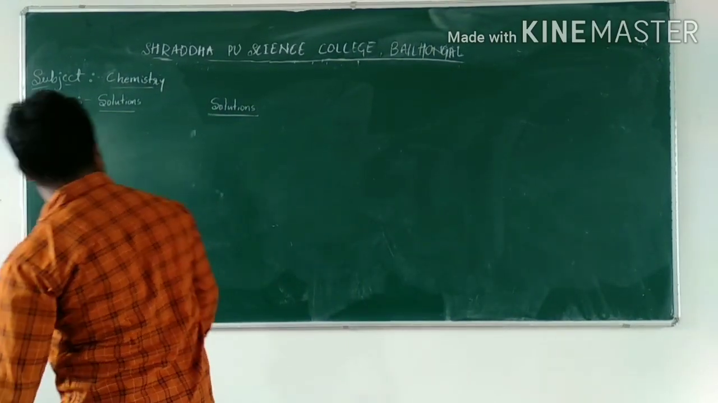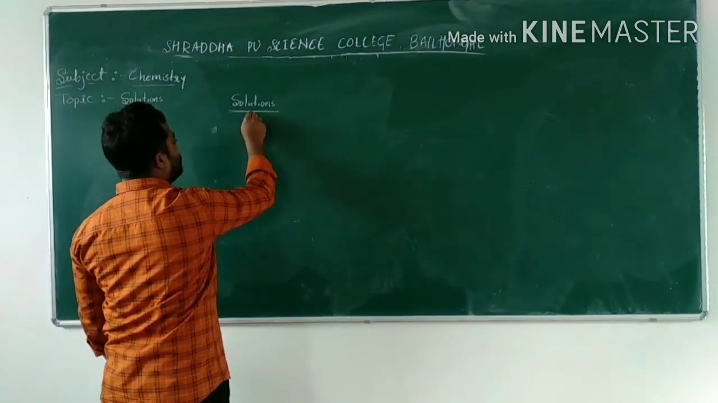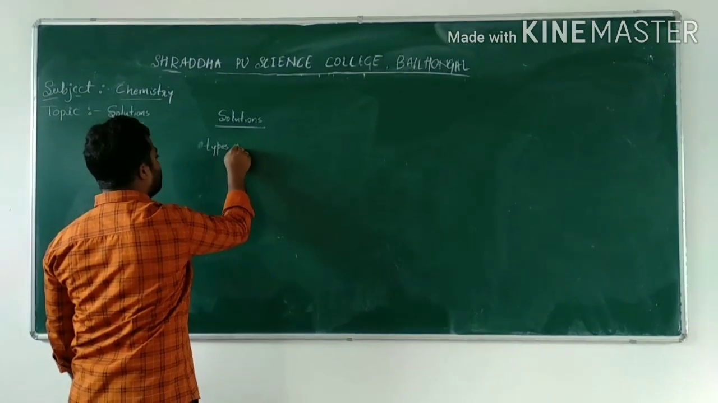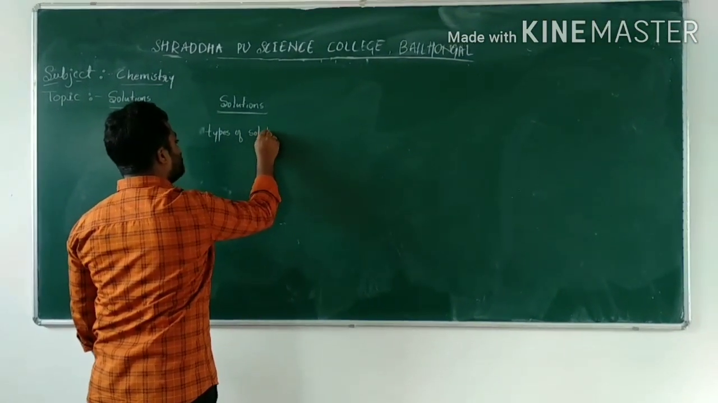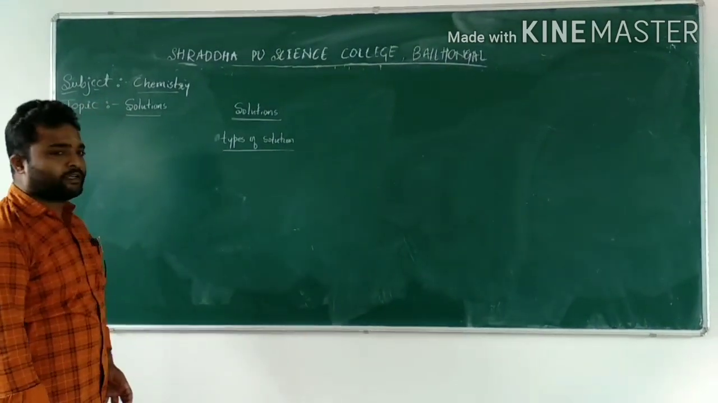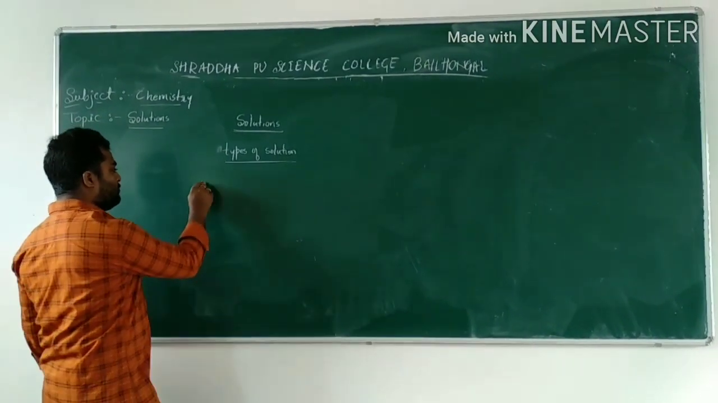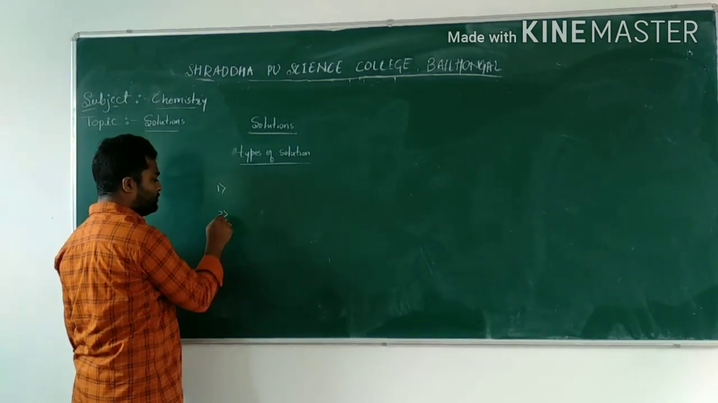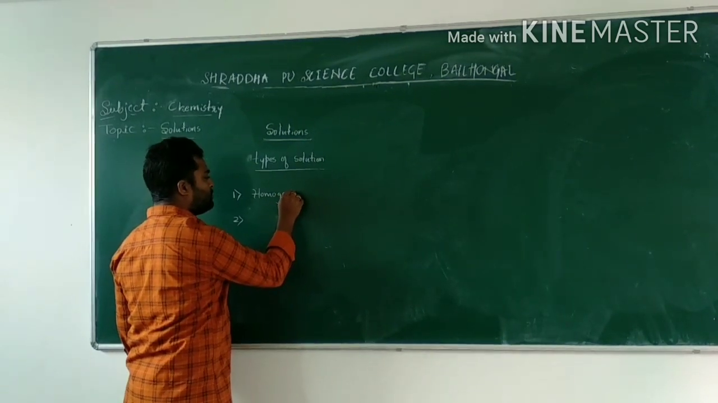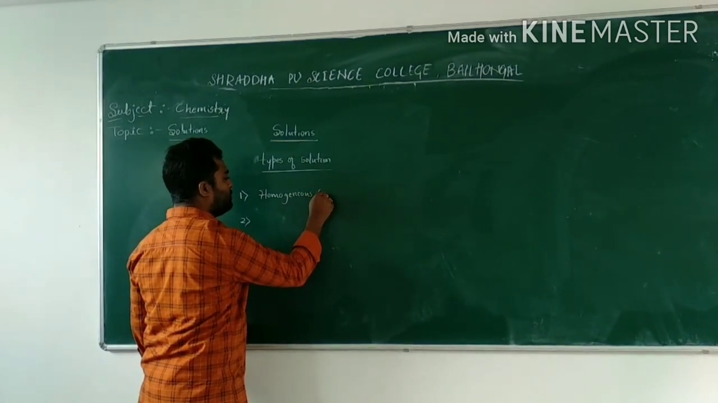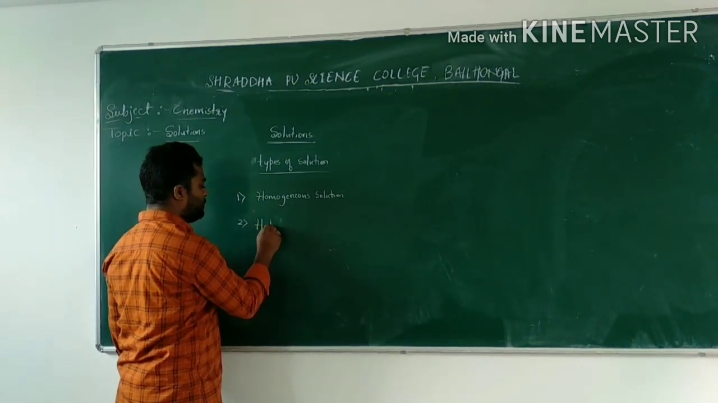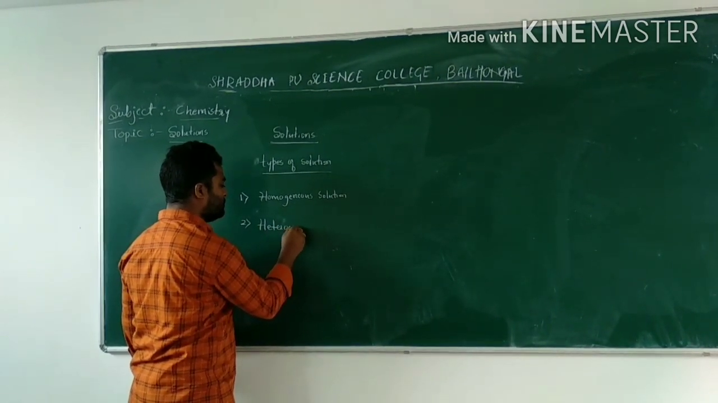Next concept. The next type of concept is types of solution. First and foremost, they tell you how many types of solution there are. The first and second types, which quite naturally you have already learned in your lower classes: the first one is homogeneous solution and the next one is heterogeneous solution.